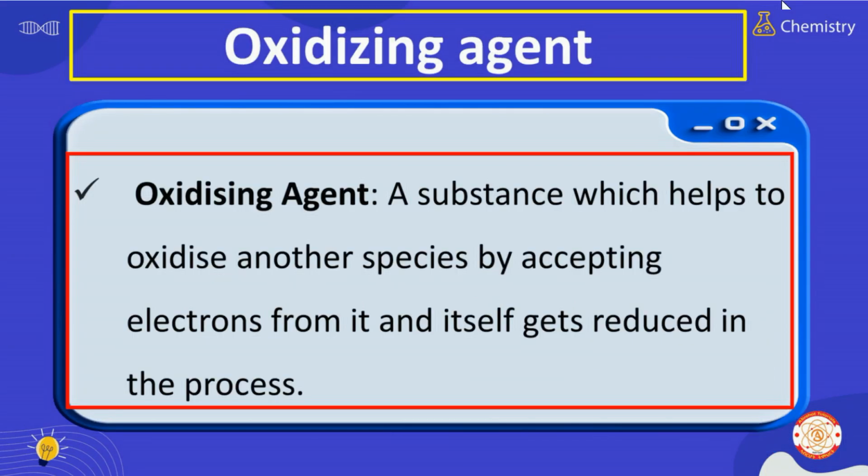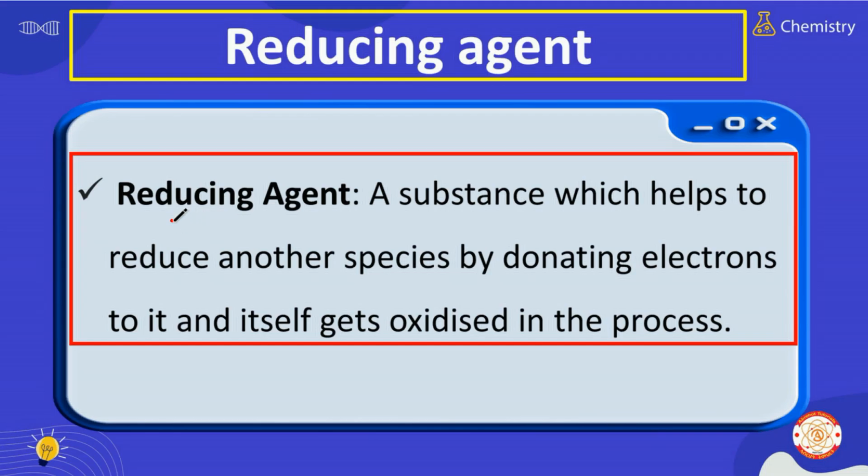Now let us see the key players in the redox reaction, and these are the agents. An oxidizing agent is a substance which helps to oxidize another substance by accepting electrons from it, and itself gets what? Reduced in the process. So in other words, an oxidizing agent is the one that helps others get what? Oxidized by accepting electrons. Because it gains electrons, the substance itself gets what? Reduced.